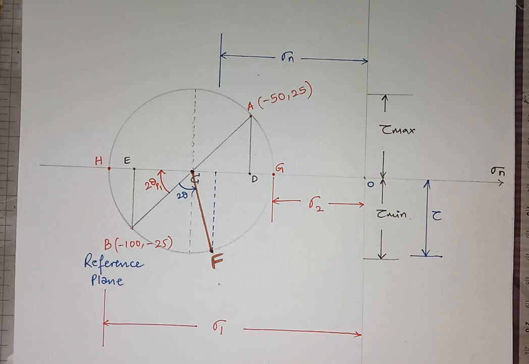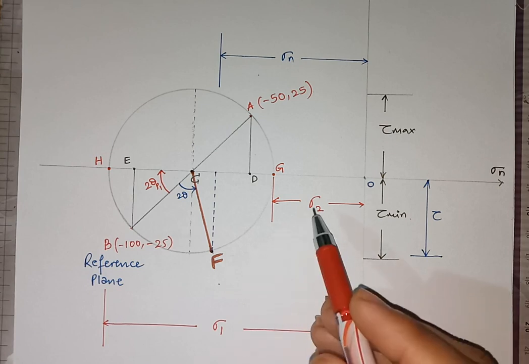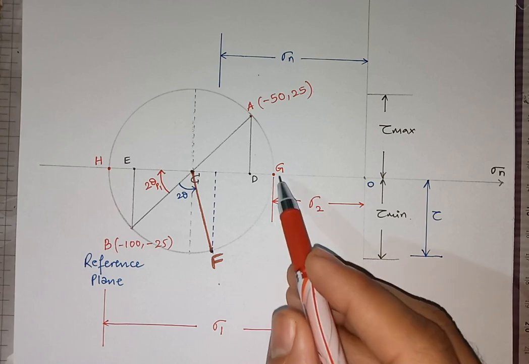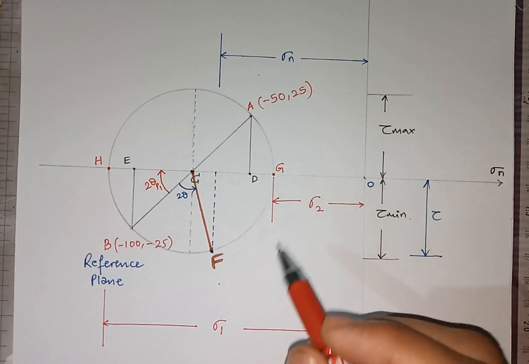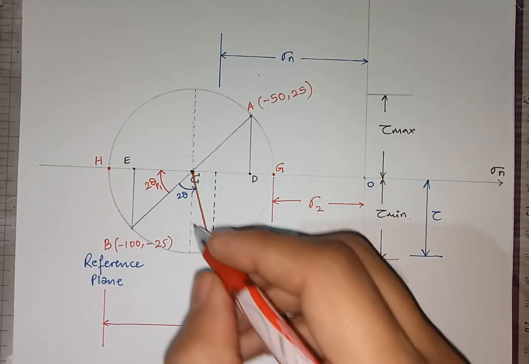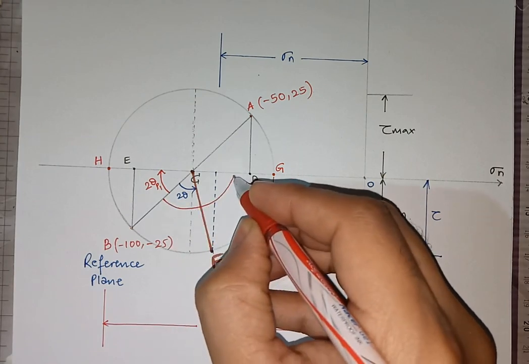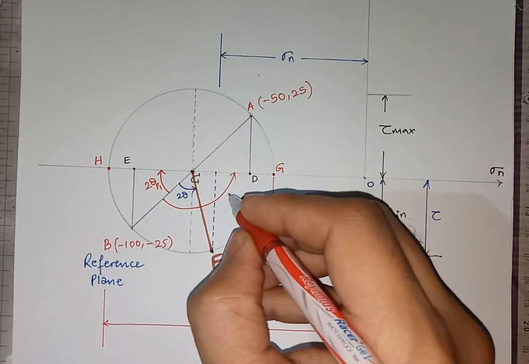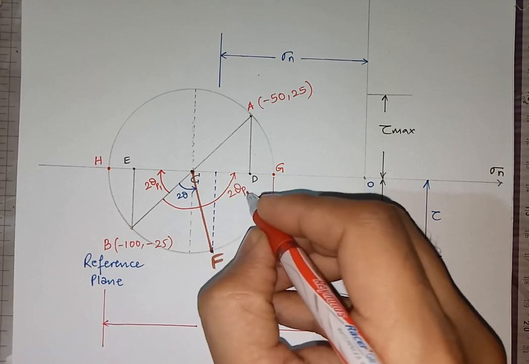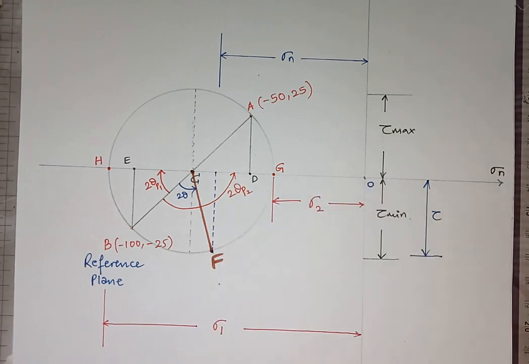Now I need to locate one more orientation, that is for sigma 2. So sigma 2 lies here at this point. So let me show the angle from reference plane. So this angle is 2 theta P2.